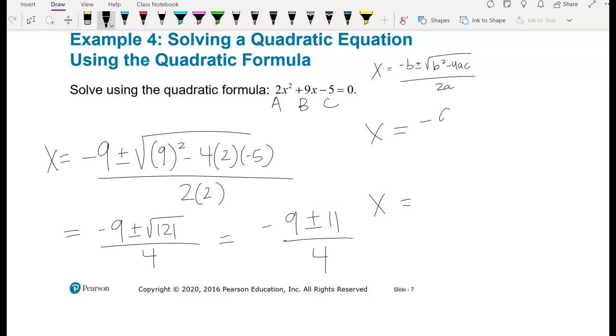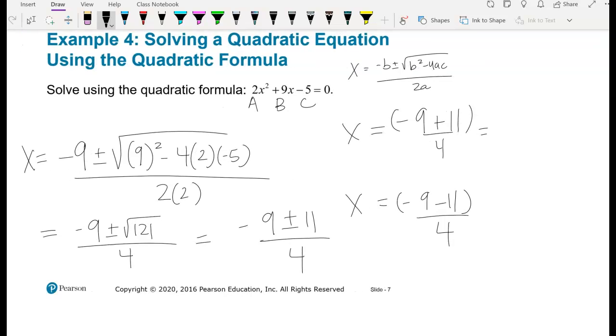So negative 9 plus 11 and negative 9 minus 11, over 4. And then if you're putting it in your calculator, make sure you have parentheses around the top, so you're dividing by the whole thing and not just like 11 over 4. All right, 11 minus 9 is going to be 2 over 4, which is 1/2.